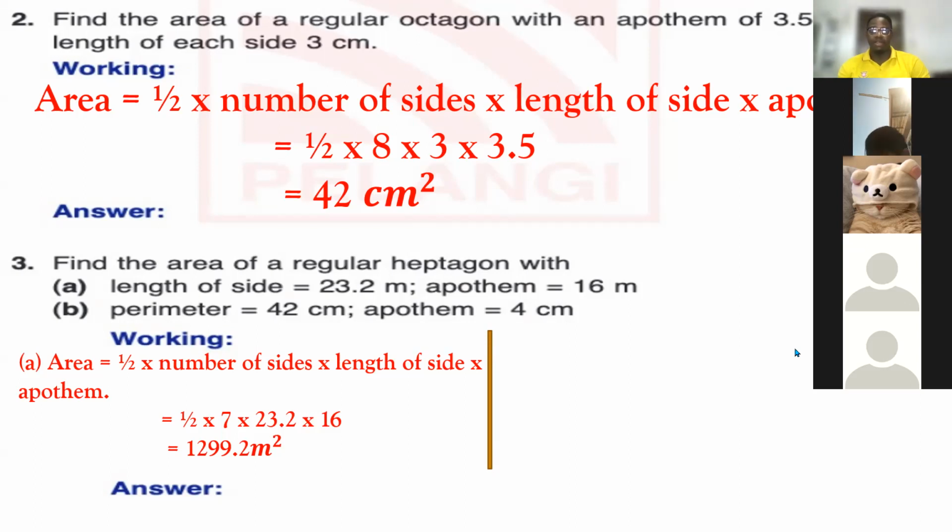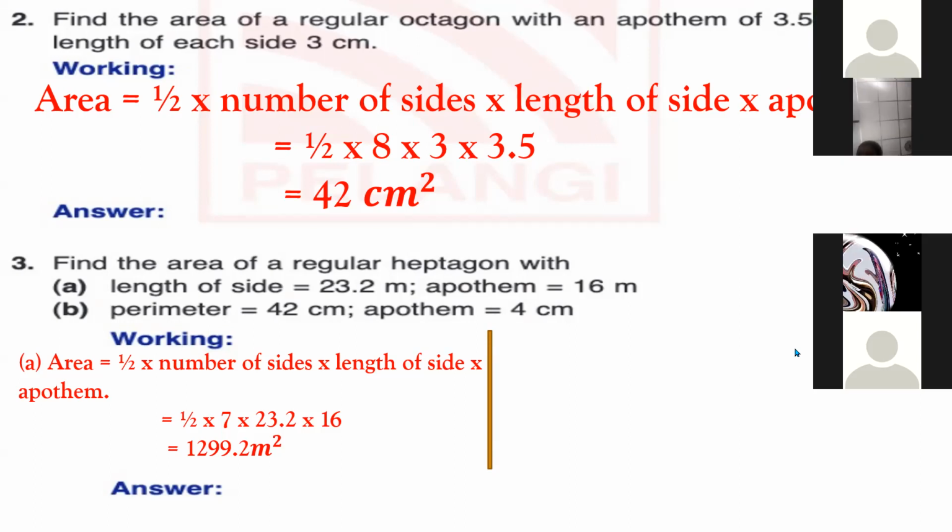Okay, sure. Let me go with someone else. 1/2 times 42 times 4. Yes, quite easy. You can say 2 can cut 4 to be 2. So you have 42 times 2 there. What's your answer?